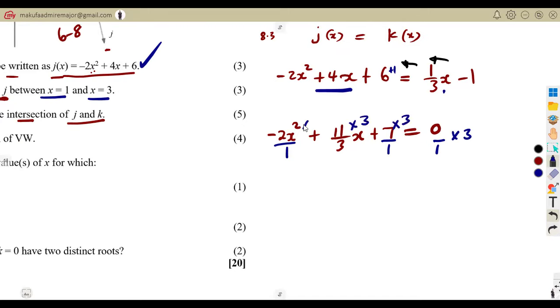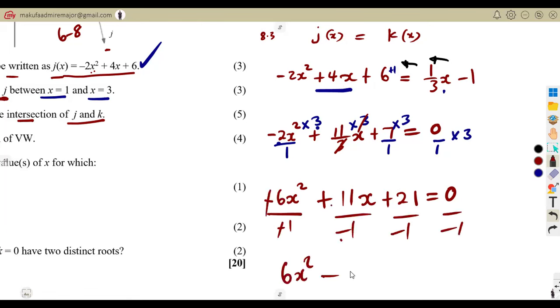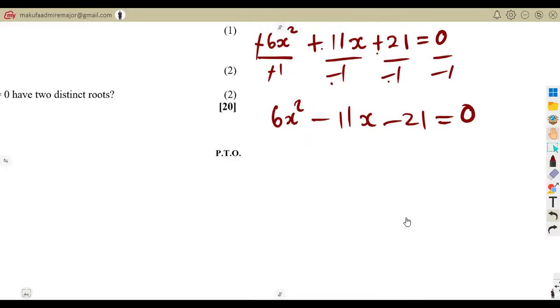Each and every term on this equation must be multiplied by 3. Minus 2 times 3, that's minus 6, so that's minus 6x squared. The 3 and the 3 here, that's 11, so it will be 11x. Then 7 times 3, that's 21, is equal to 0. Then you can solve this equation. You can avoid working with the negative: this will be positive 6x squared, negative 11x, negative 21, equal to 0.